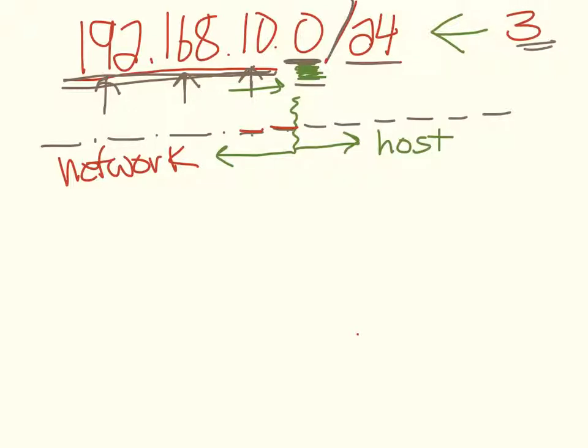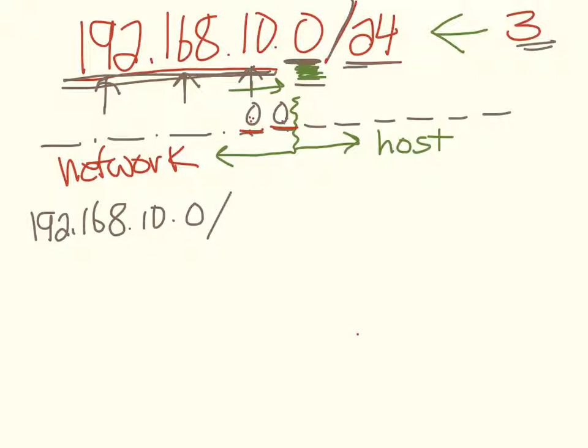The combinations are 0,0, 0,1, 1,0, and 1,1, and we could use all 4 of those networks. Let's write those out. I have 192.168.10 dot, and then those 4 combinations. My first combination was 0,0, so that would be 0.